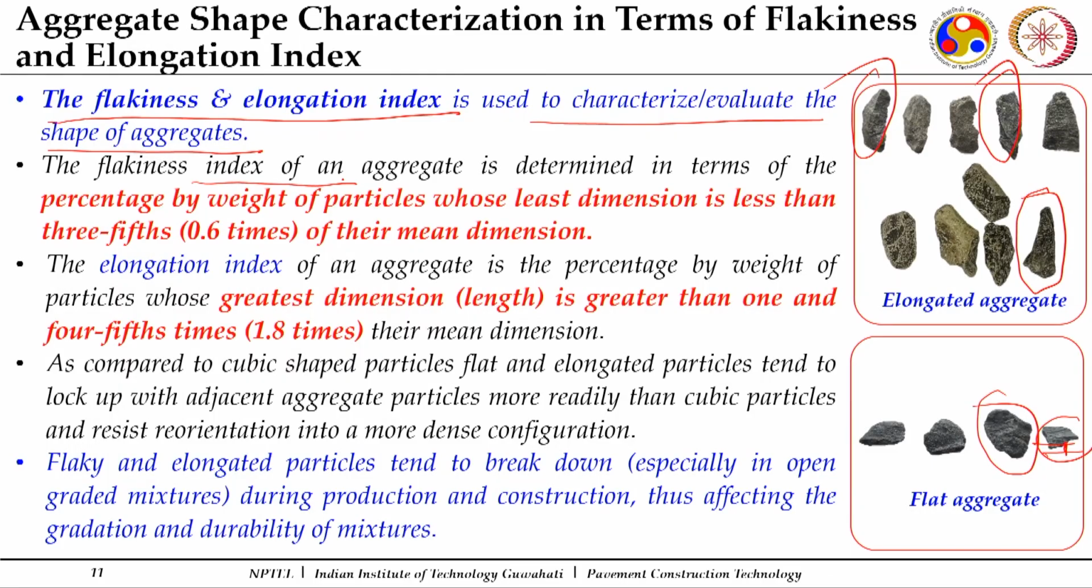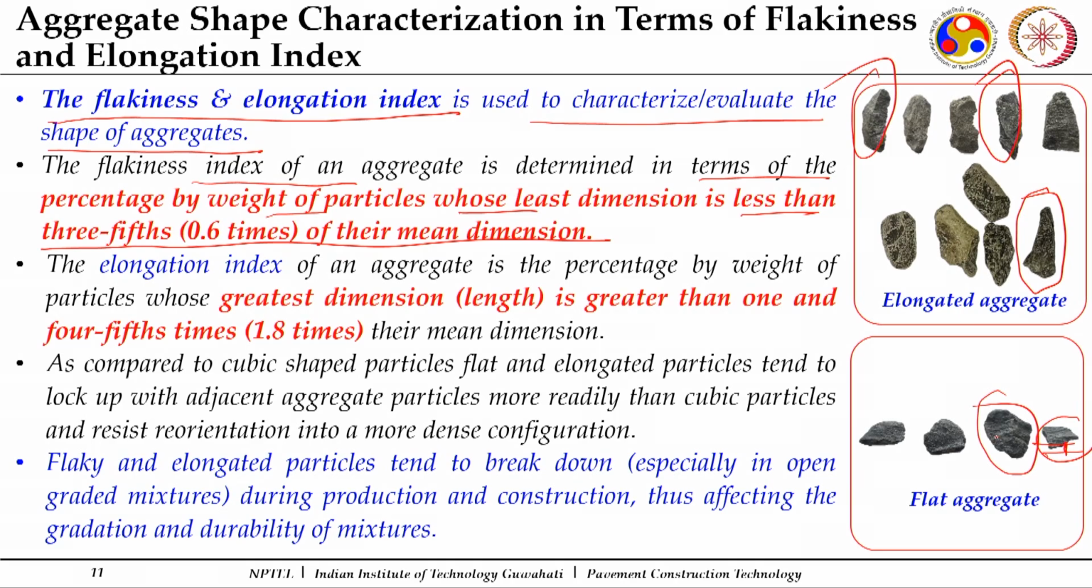So, here it says the flakiness index, that is the thinness. I can say flakiness is the thinness of the aggregate, determined in terms of the percentage by weight of particles whose least dimension is less than 0.6 times their mean dimension.